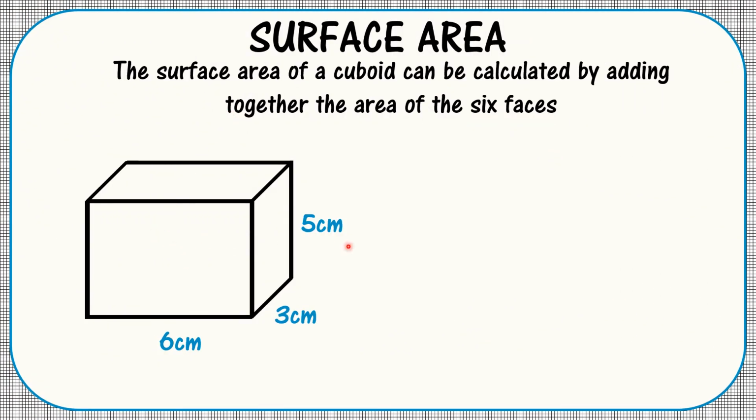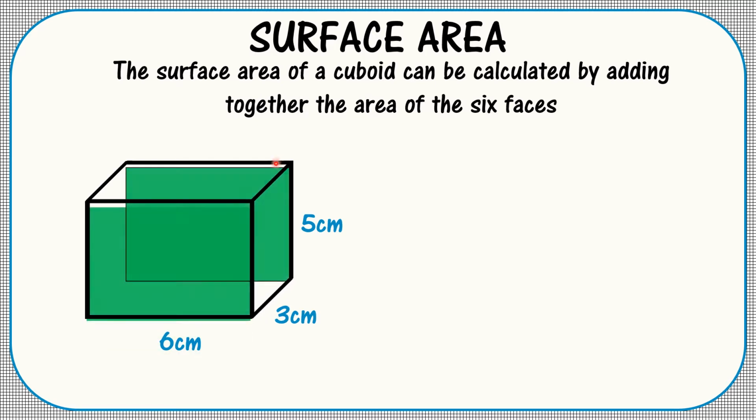Here is another example for us to go through. The surface area of a cuboid, and a cuboid is a 3D rectangle, can be calculated by adding together the area of the 6 faces. Now this cuboid has 6 faces. It has the face in the front, the one in the back, the top and the bottom, and the 2 sides. So this is 6 centimeters by 3 centimeters by 5 centimeters.